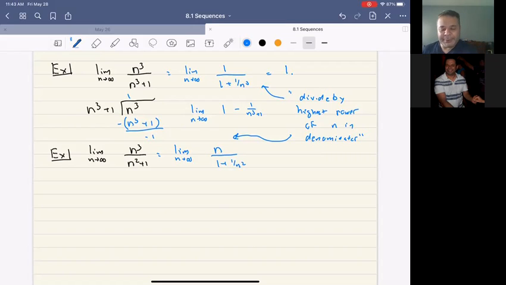So what's going to happen? This is going to get much, much bigger, right? This is still going to go to 0. So this actually is divergent to infinity. All right. Let's take a look at another couple.